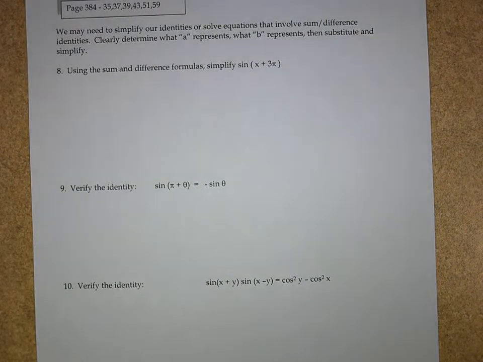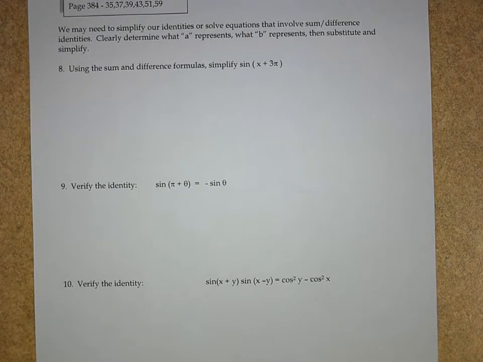The third portion of this chapter is simplifying expressions when we've got sum or difference formulas in them. This is what we did in sections 5.1 and 5.2, but now we're adding the a plus b expressions. We're either going to simplify or verify the identity. First, using the sum or difference formulas, simplify sine of x plus 3 pi.